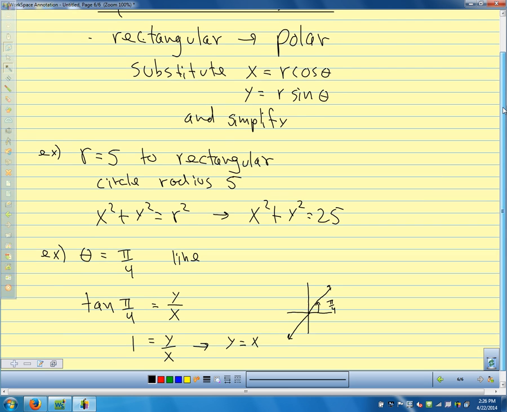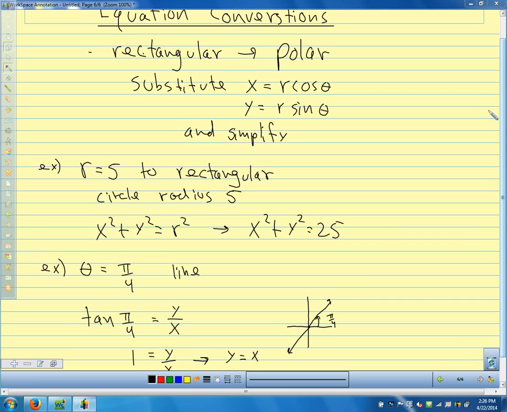So rectangular to polar is usually a fair amount easier than going the other direction. Sometimes when we go the other direction, it can get a little tricky. So let's look at a couple of those examples. Everybody good here?